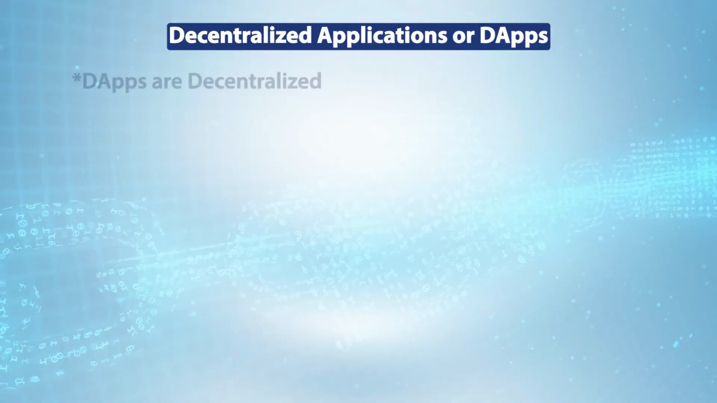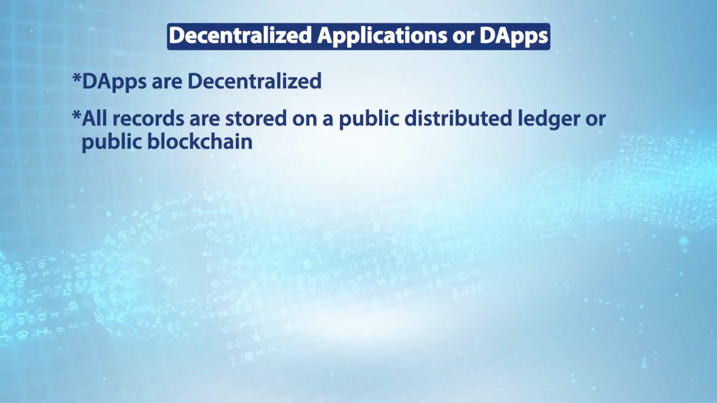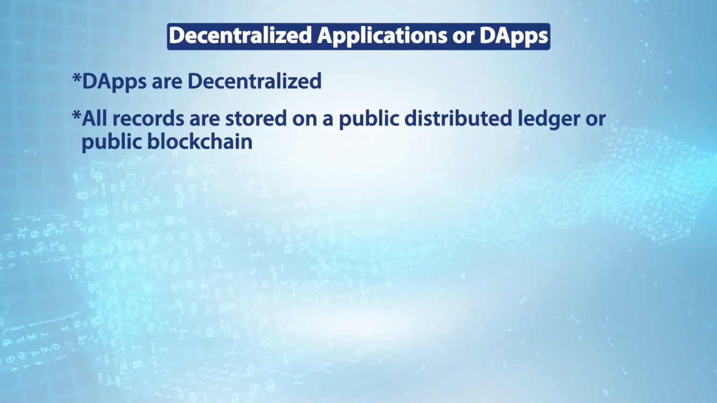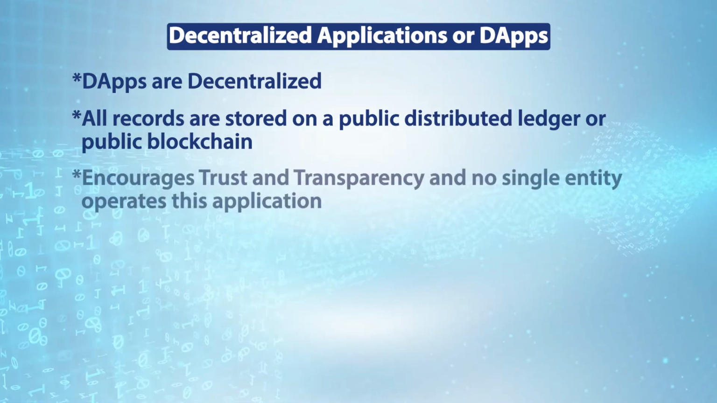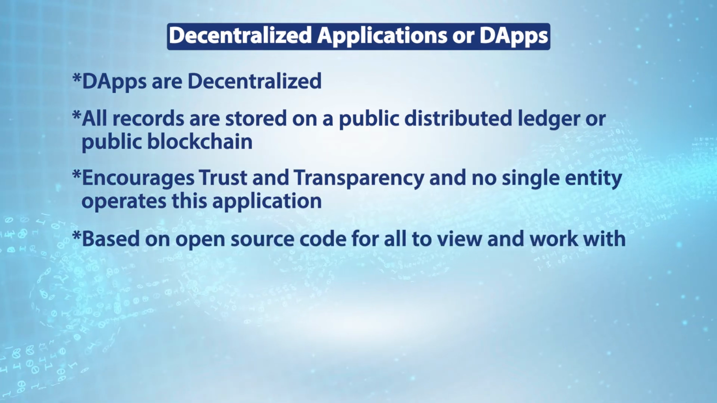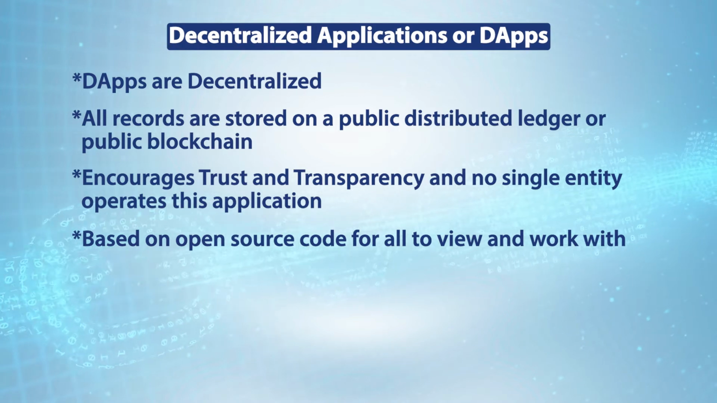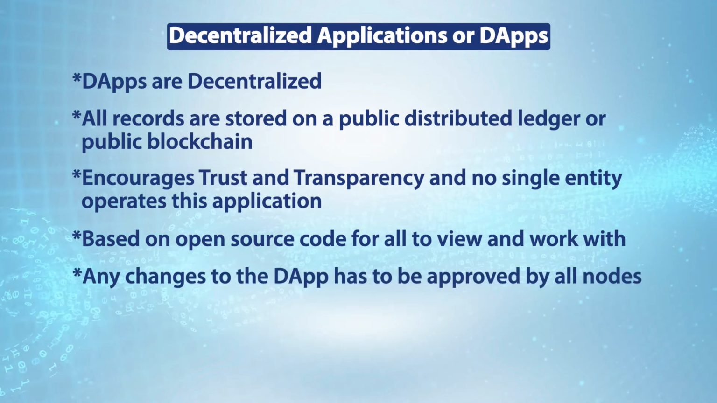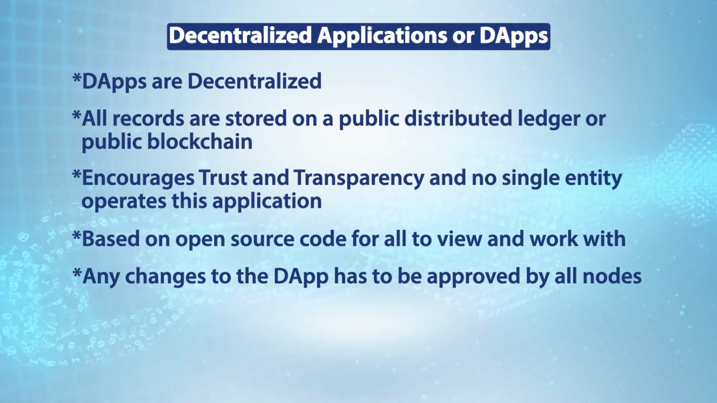So these are essentially the same as the apps on your phone that you are familiar with, but these run on a blockchain with multiple nodes. But some common features of a DApp will better explain what it is. It is decentralized, that is, all records are stored on a public distributed ledger or public blockchain to encourage trust and transparency. It is based on open source code for all to view and work with. So any changes to the application have to be approved by all nodes.